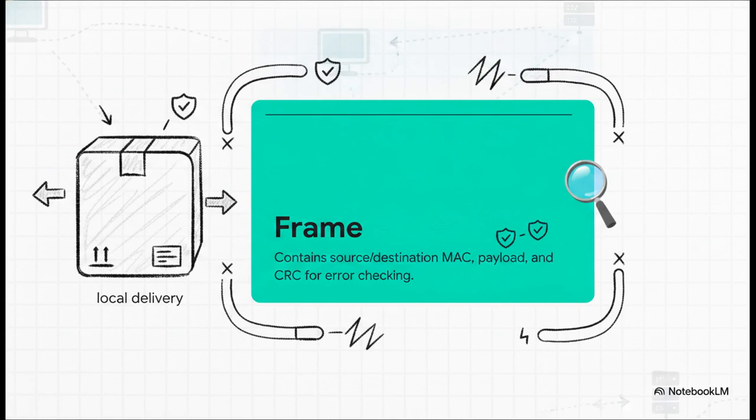Down at the network access layer, data gets packaged up into a frame. Think of it kind of like a highly specific shipping box that's only used for local neighborhood deliveries. Notice how a frame contains the source MAC address, like who sent it, and the destination MAC address, who's supposed to get it, along with the actual data payload and a CRC. Now, CRC stands for Cyclic Redundancy Check, and it's there purely for error checking. If a frame gets messed up by electrical interference on a cable, that CRC is going to catch it.